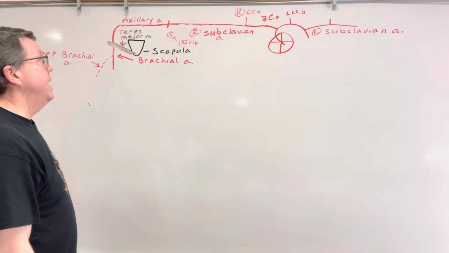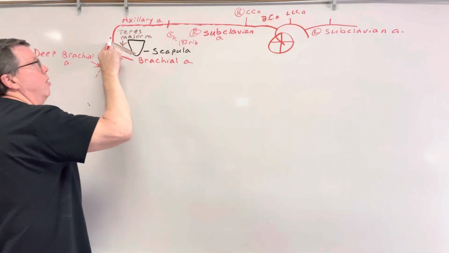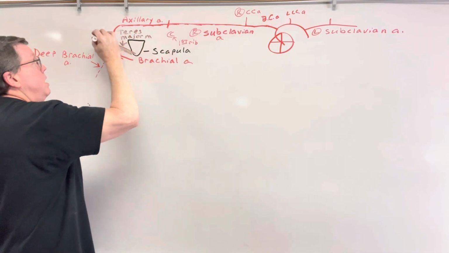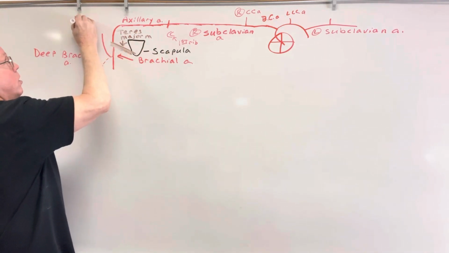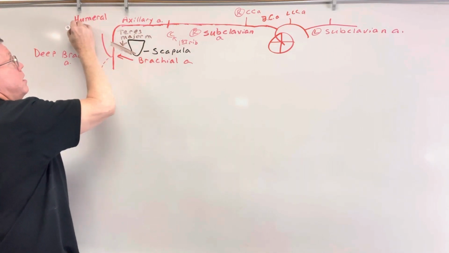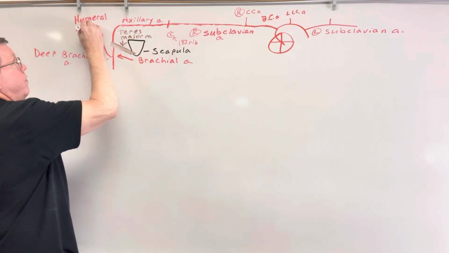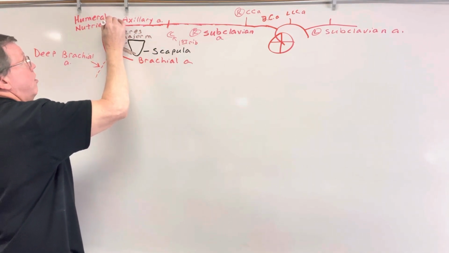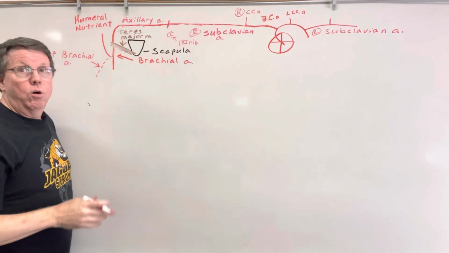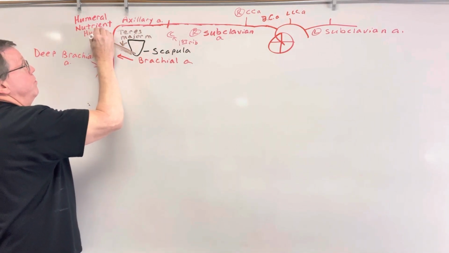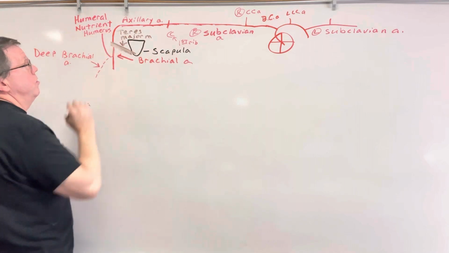What's going to happen now is coming off this deep brachial artery, I'm going to have another artery, and we're going to call this our humeral nutrient artery. The humeral nutrient artery or branch is going to supply blood to the humerus, which is our arm bone. So it's going to supply blood to the humerus.